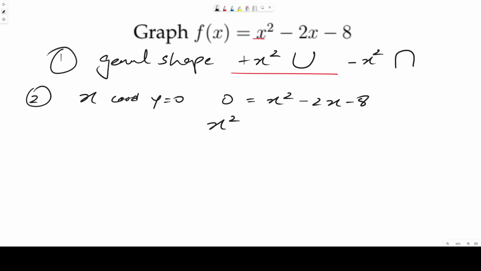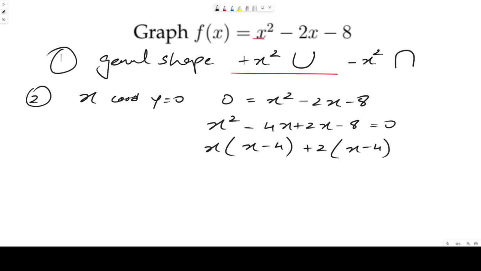So it'll become x squared minus 4x plus 2x minus 8 is equal to 0. I just moved 0 to the other side, nothing major. Take x common there, x minus 4, plus 2 common, x minus 4. And then I've factorized it. It is (x minus 4)(x plus 2) is equal to 0.